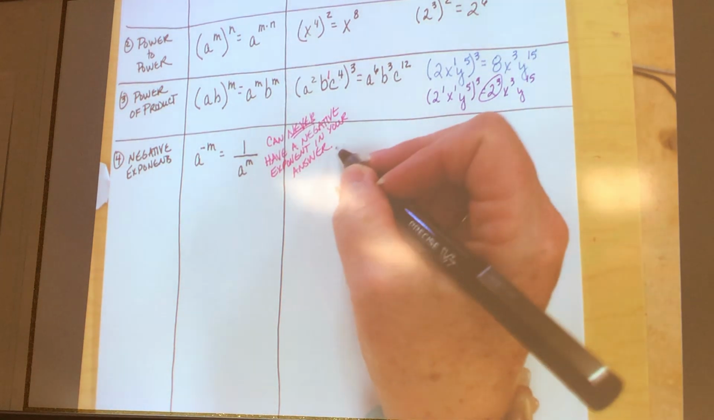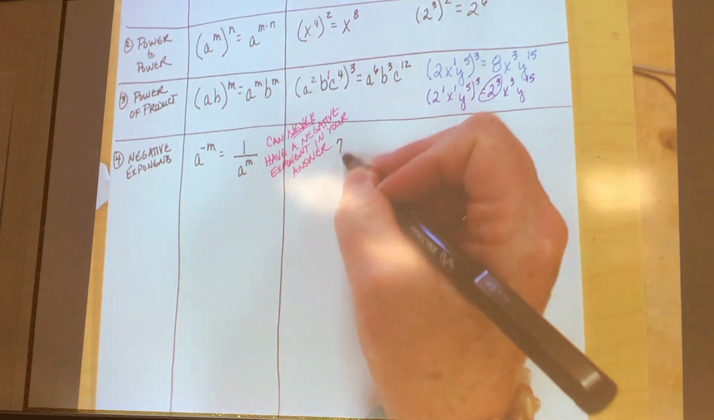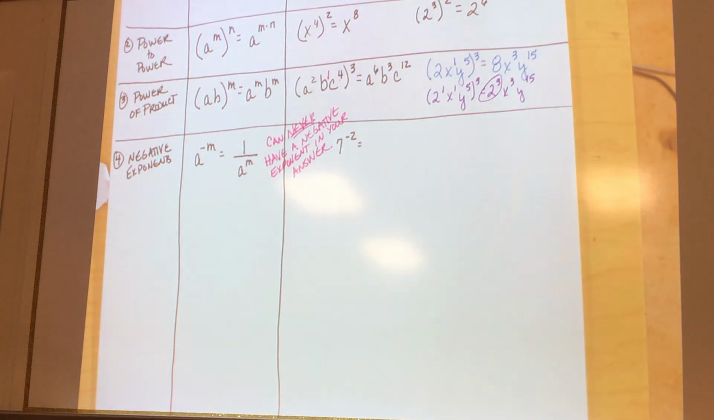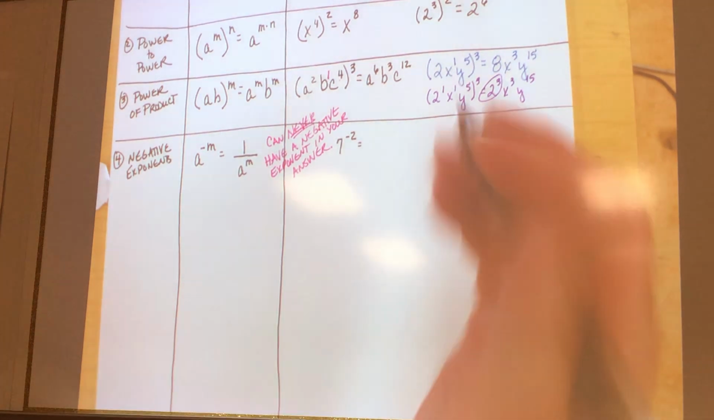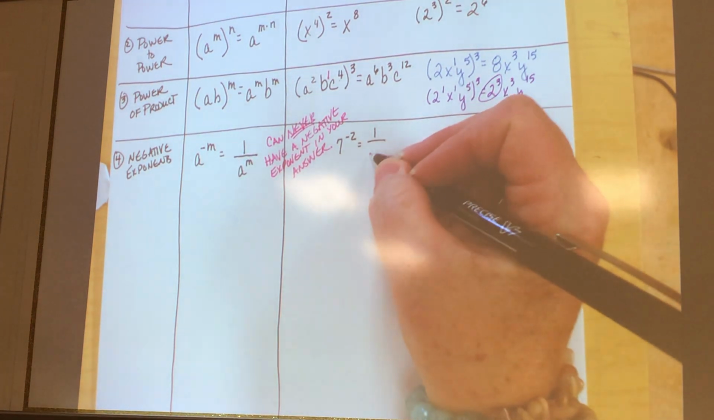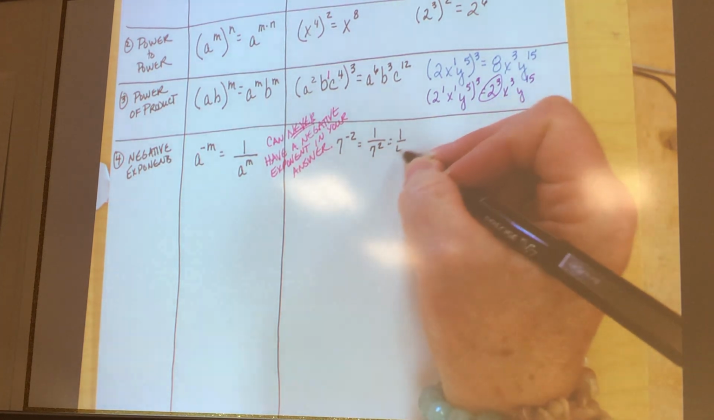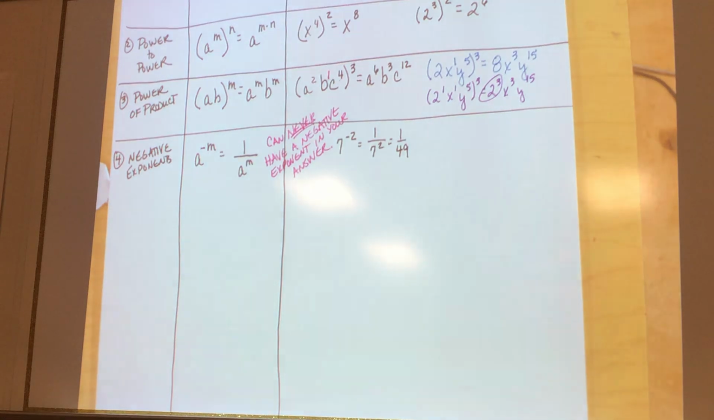Are you ready? Here's my first problem. 7 to the negative 2. 7 to the negative 2 power. What do you have to do? What? Take it to the bottom. And then it becomes 1 over 7 to the positive 2. And what is 7 squared? 49. 49. Okay?